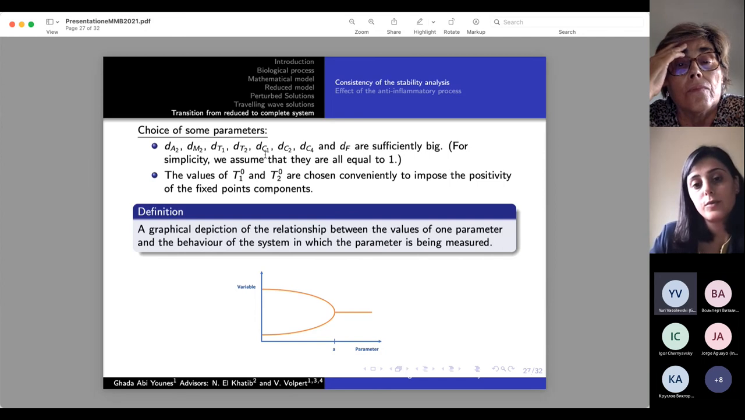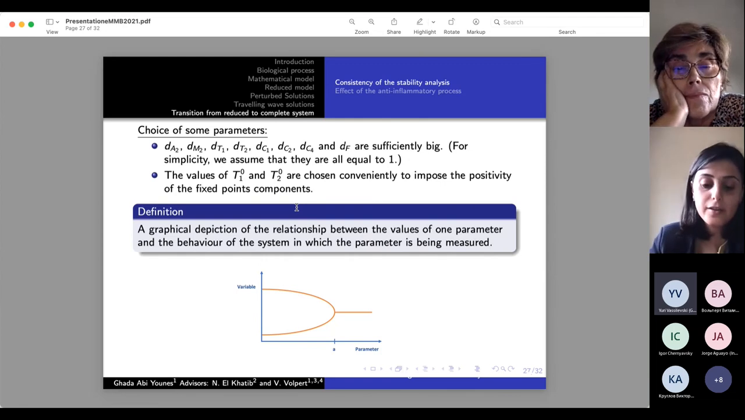Now, since the complete model gives a wider description of atherogenesis, we would like to study the effect of LDL penetration to the intima and the endothelial permeability regulators on atherogenesis by using some bifurcation diagrams. And here I will explain what a bifurcation diagram is. If we look at this graphic here, if the parameter is less than the value A, then we reach the bistable case, and if it crosses the value A, we reach the monostable case.